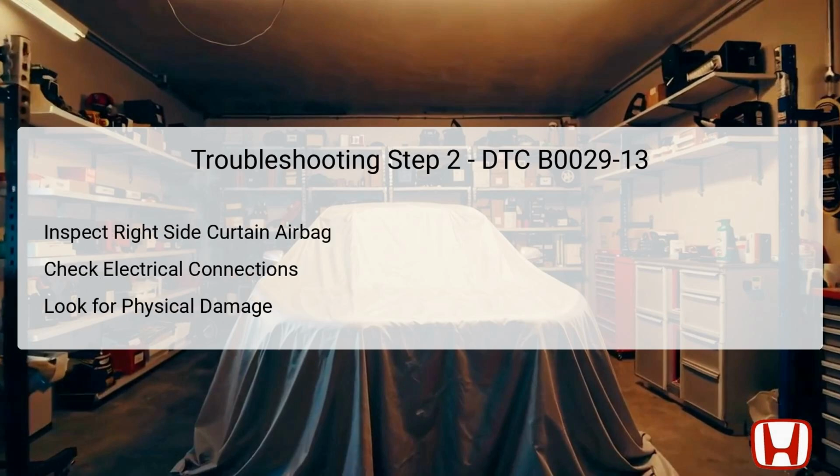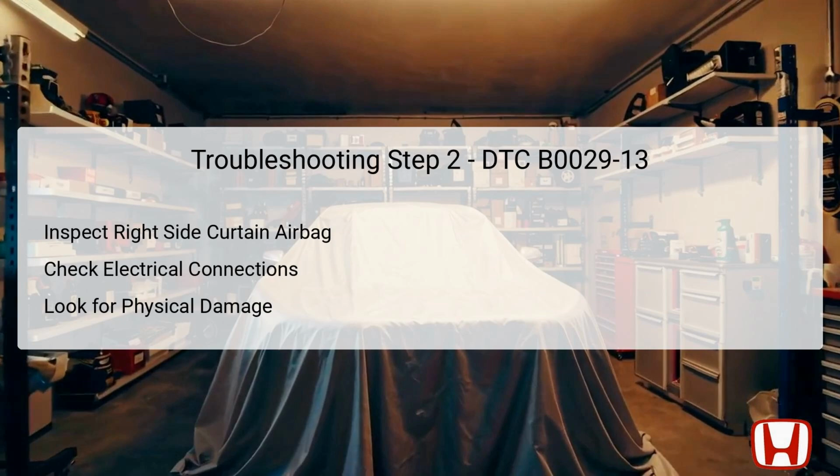This step involves a thorough inspection of the right side curtain airbag itself. First, visually examine the airbag and its connectors for any signs of physical damage, such as tears, corrosion, or loose connections, which could cause malfunction. Next, ensure that all electrical connections are secure and free from contaminants. Poor connections can lead to resistance or an open circuit, activating the DTC.